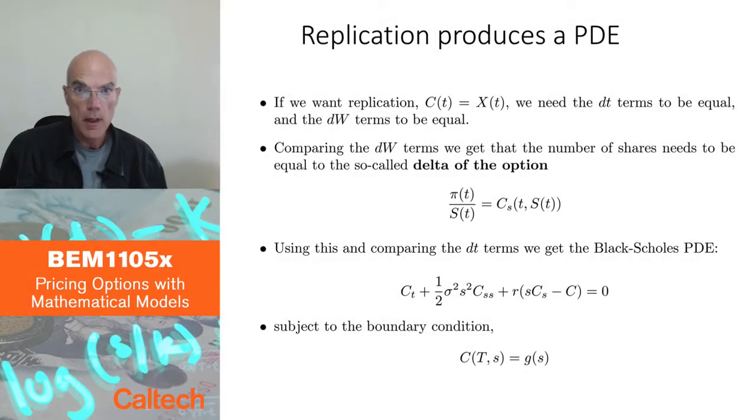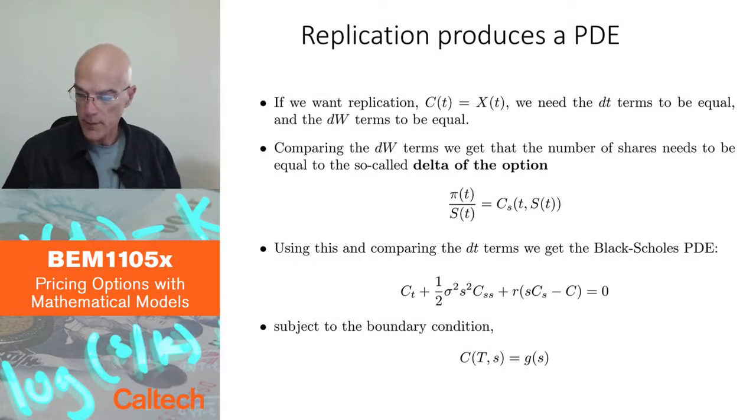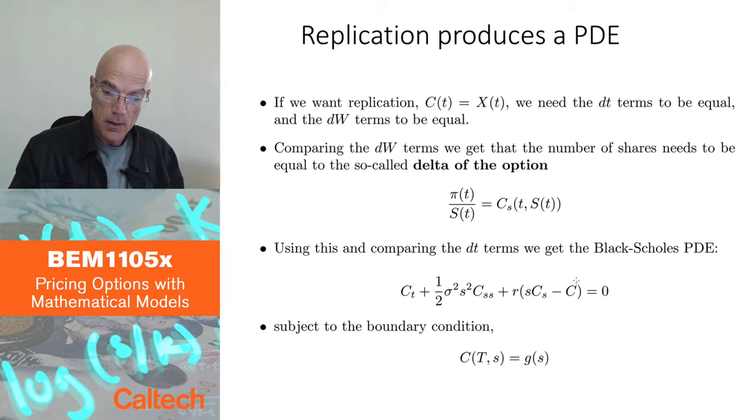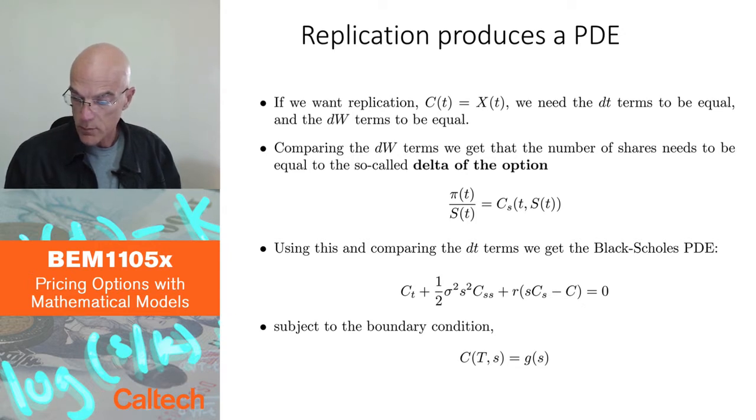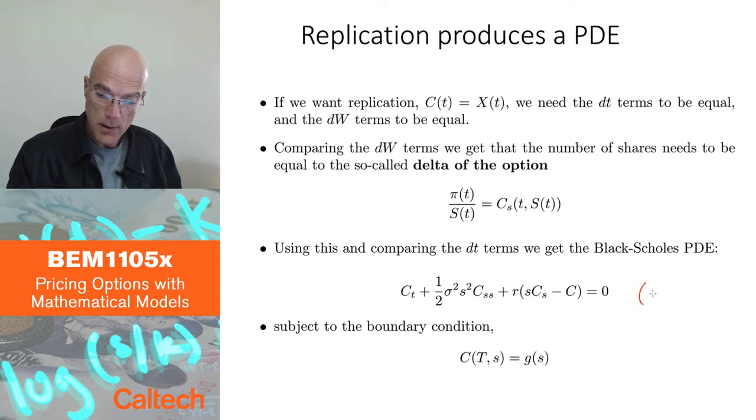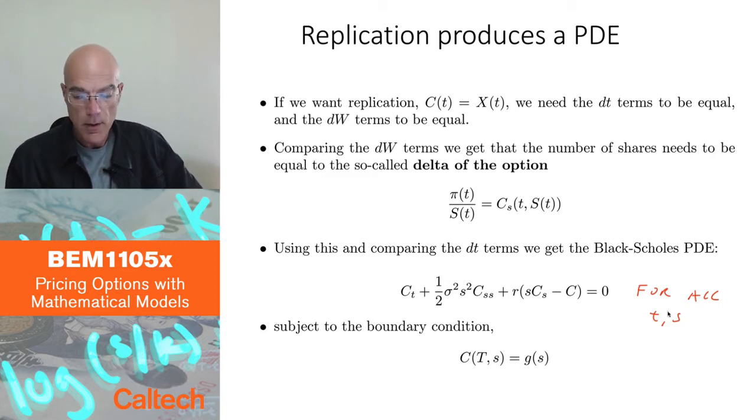There is one more thing I want to mention here with the partial differential equation. The partial differential equation as a mathematical object is a deterministic object. There is nothing random here. This partial differential equation has to hold for every t and every s. So this should hold for all t and s, as I said before, while t is less than or equal to T and s is bigger than 0.